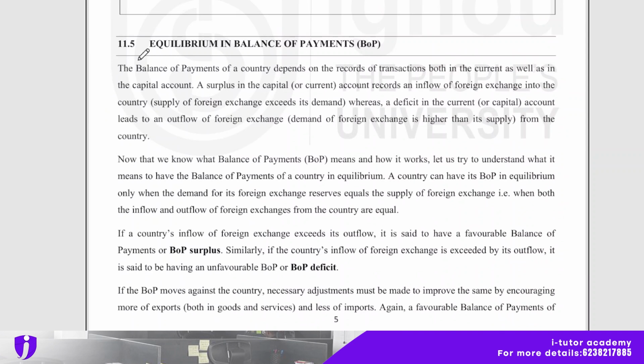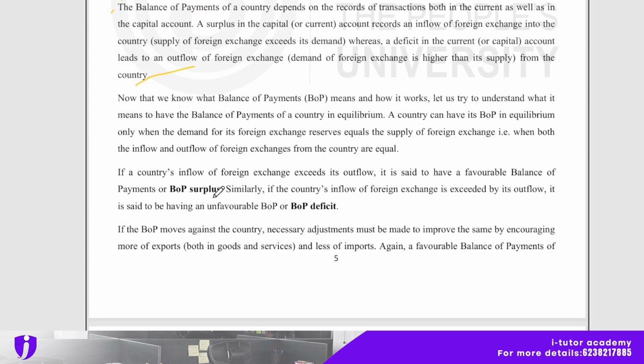And next is equilibrium in balance of payment. The balance of payment of a country depends on the record of transactions both in the current as well as in the capital account. A surplus in the current account records an inflow of foreign exchange into the country, that is, supply of foreign exchange exceeds its demand, whereas a deficit in the current account leads to an outflow of foreign exchange, that is, demand for foreign exchange is higher than its supply from the country.